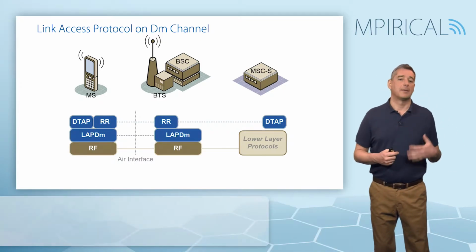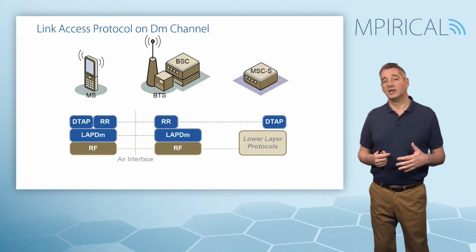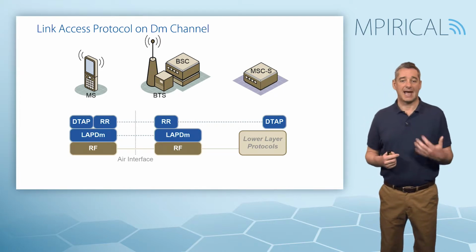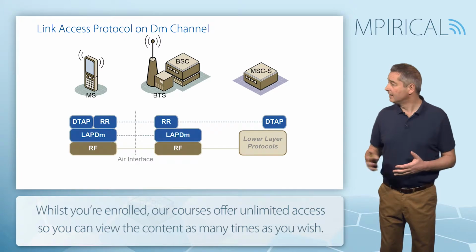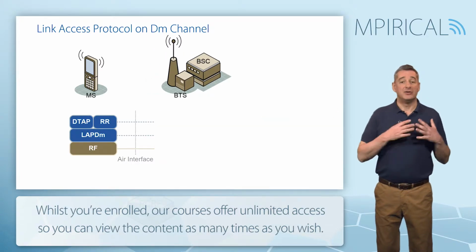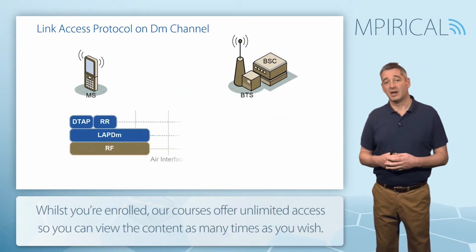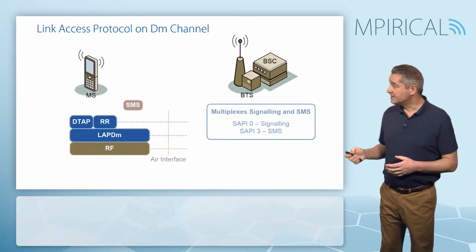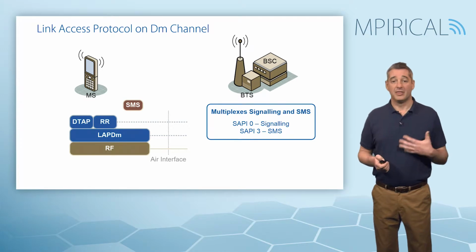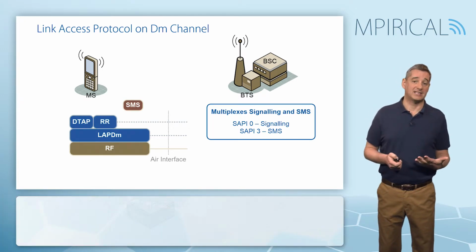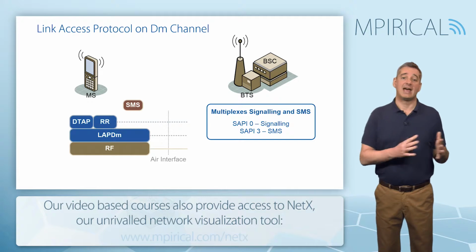Sitting below DTAP and radio resource, the next protocol is referred to as LAPDm, Link Access Protocol on the Dm channel, or the modified D channel. Here we can see that LAPDm is used to carry the DTAP and the RR messages. But in addition, LAPDm is also used to carry text messaging, and therefore we need to use this to multiplex between our SMS messages and our signalling.